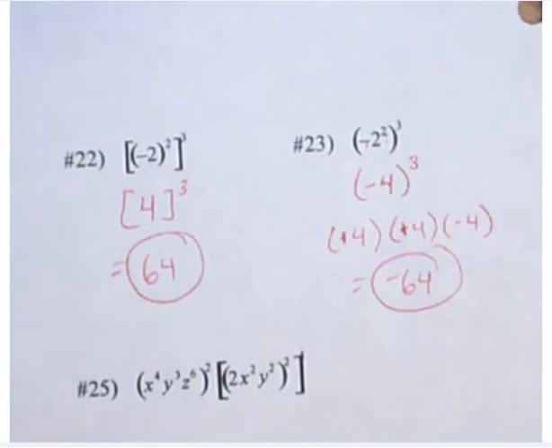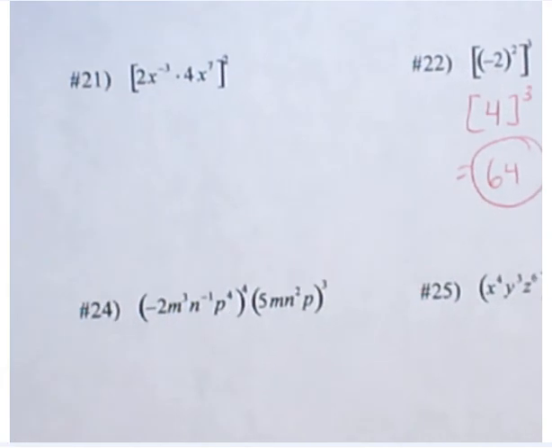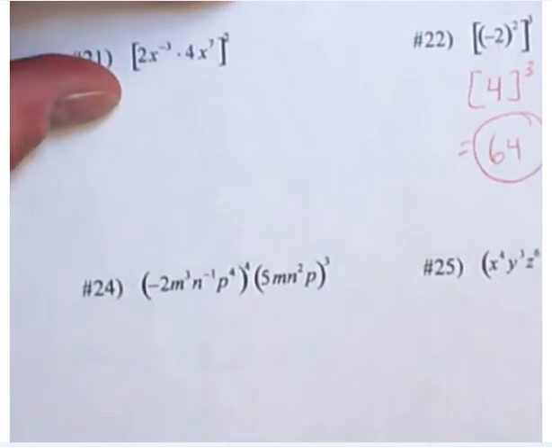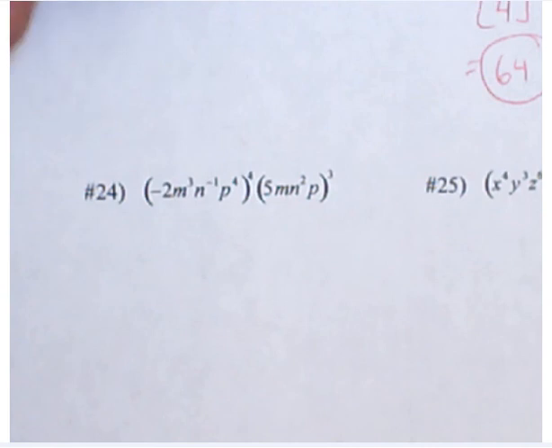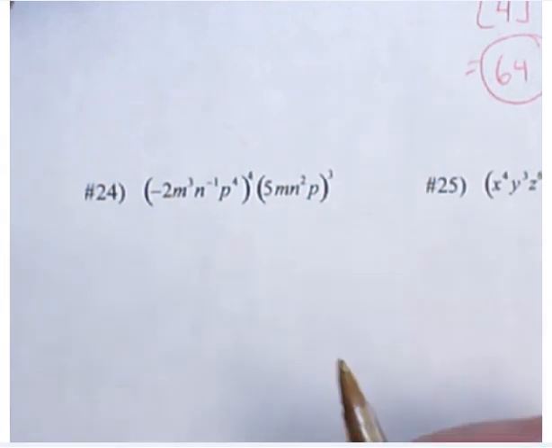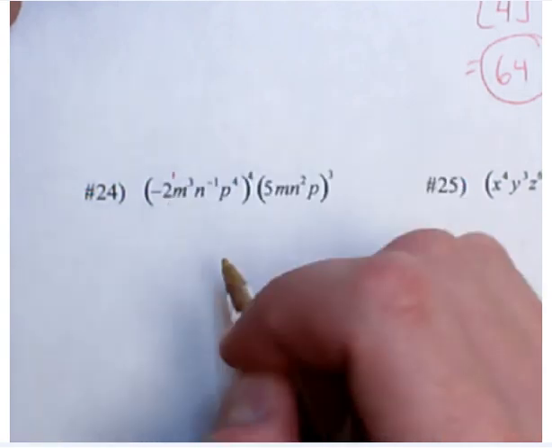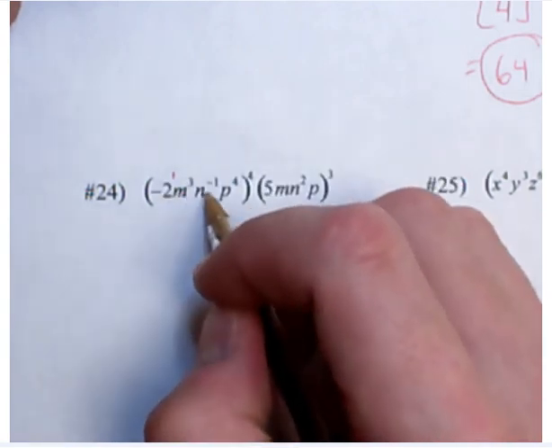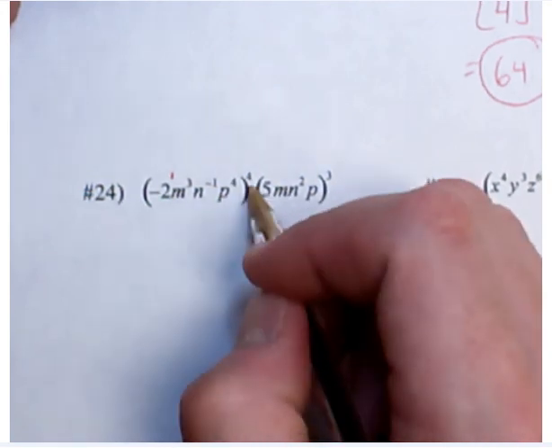Okay, let's do one more problem here. We'll do number 24. Wow. That is a heck of a math problem right there. Okay. Piece by piece. We go step by step and the problem will work itself out for us. So we have negative 2 to the first, m to the third, n to the negative 1, p raised to the fourth, all of that raised to the fourth power.